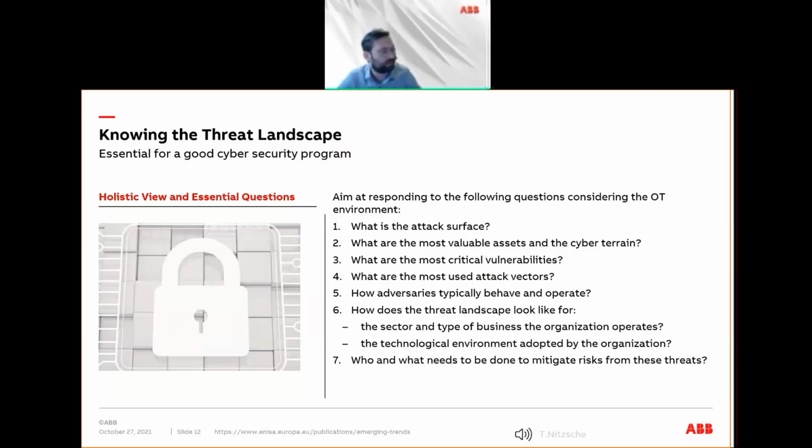You need to know what the most valuable assets are, and what the critical vulnerabilities to these assets are. What attack vectors are used? Like I said, you need to answer these questions yourself. If you're not able to, we are happy to help you. Okay, perfect.